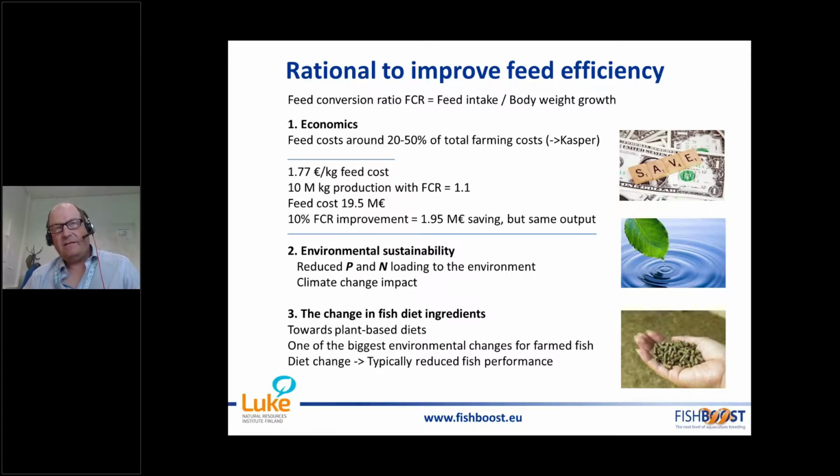The third one is that for quite a while already, there has been a big change in the diets of the fish. Especially for carnivorous fish, the change in the diet is one of the biggest environmental challenges. There is a trend towards more and more plant-based ingredients in fish diets. This also typically reduces fish performance, so also the performance of the farms. With breeding, we can help the fish adapt to these new ingredients and maintain good profitability at the farm. So these are the three issues.